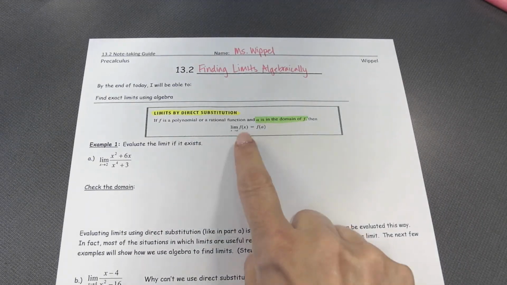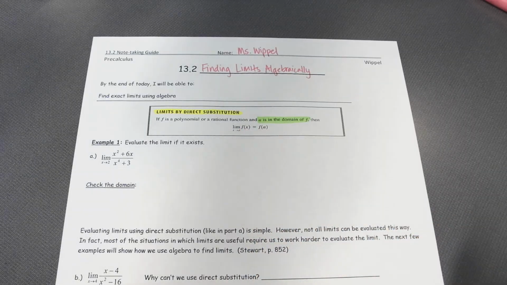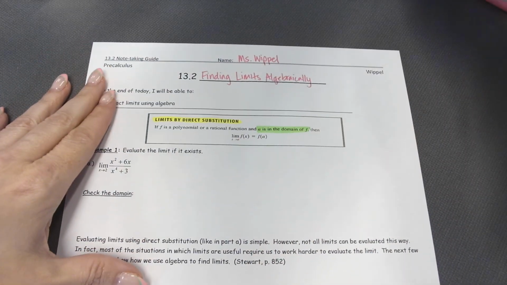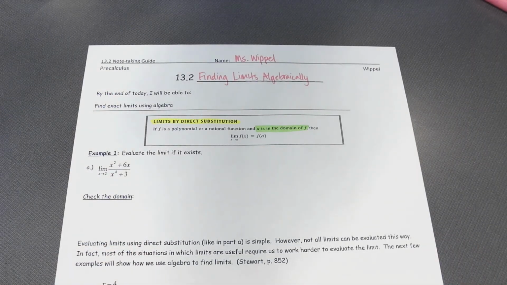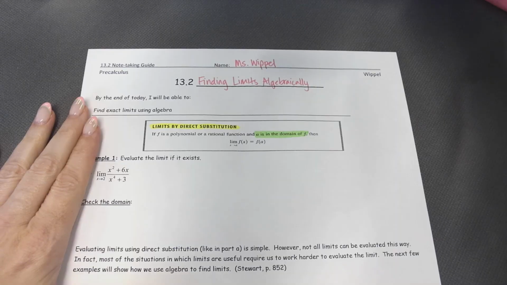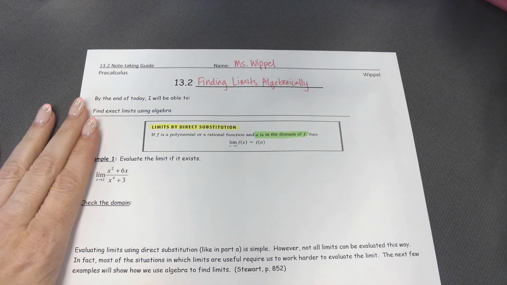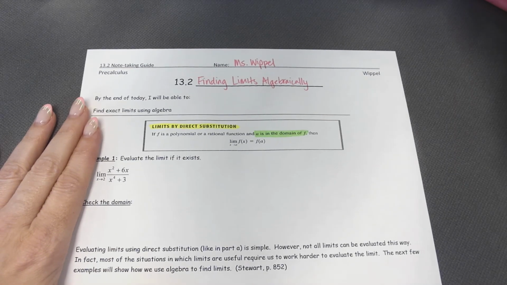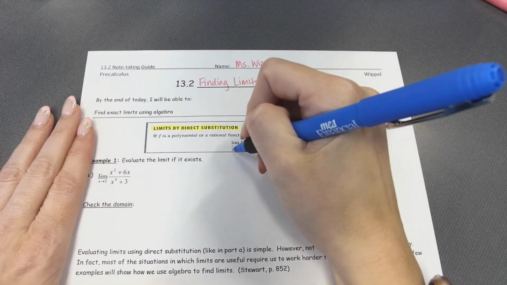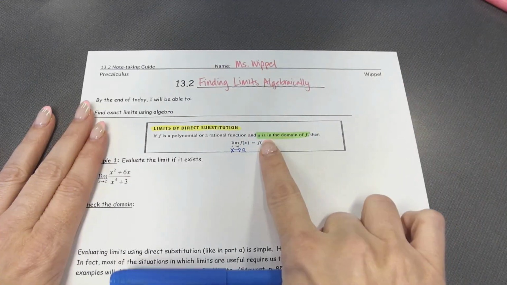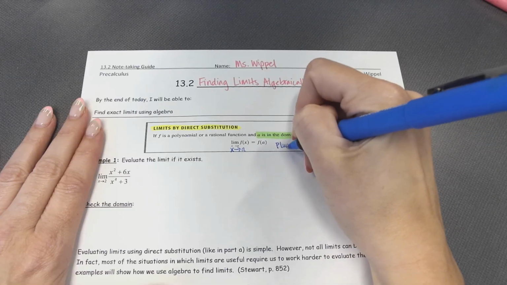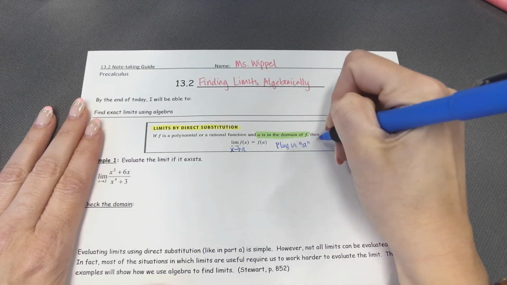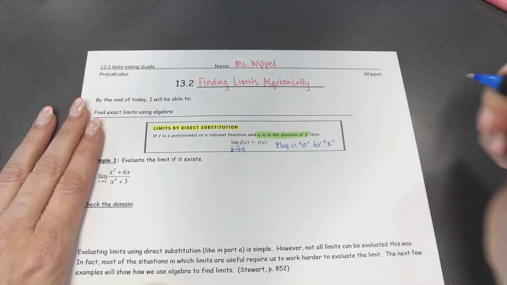So what this is saying is this is the limit as x goes to a. I feel like that's kind of hard to see, so we're going to just write that out. If you have the limit as x goes to a, and a is in the domain of f, then you are going to plug in a for the variable x.